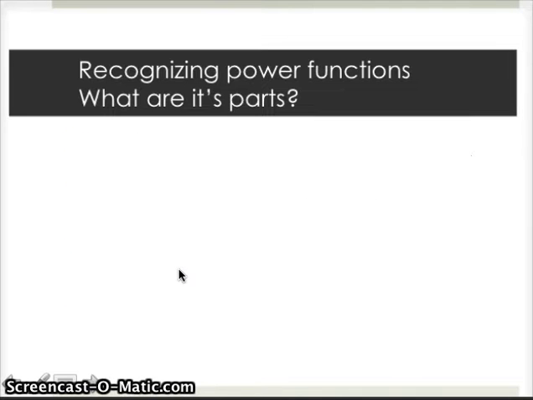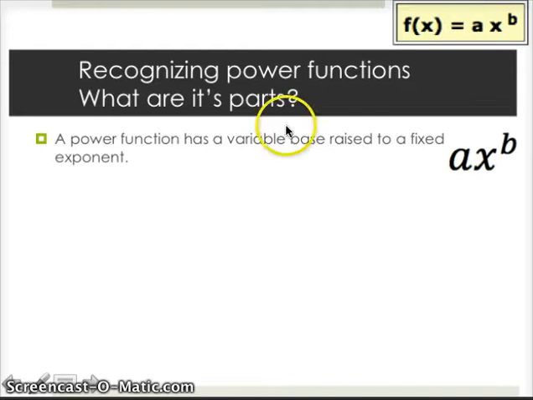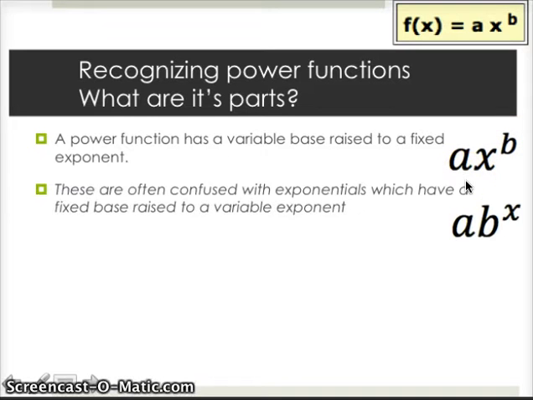First of all, recognizing power functions. What are its parts? Well, power functions look like this: a times x to a power. A power function has a variable base raised to a fixed exponent. So the x is the base, and the power b is the exponent.